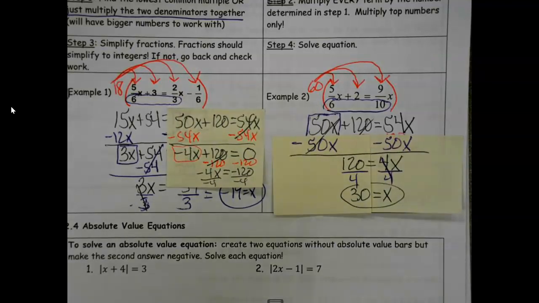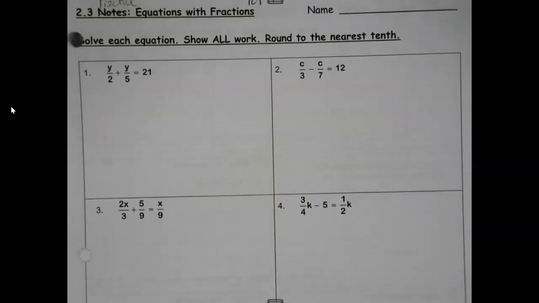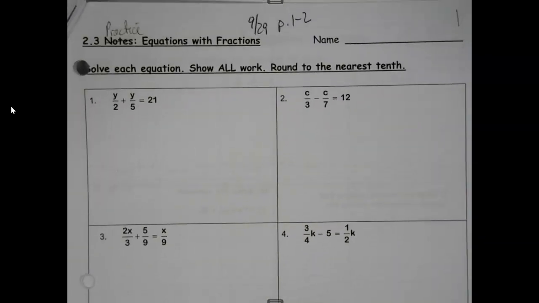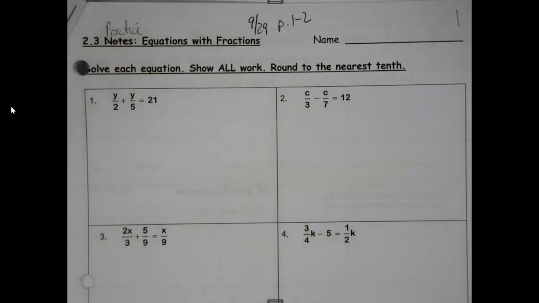So, thank you again for helping me out on that one. I needed the assistance. Don't get those too far away because we get to jump into the new packet here. Very first page. Definitely not notes. This is practice. We're going to be working on pages 1 and 2.